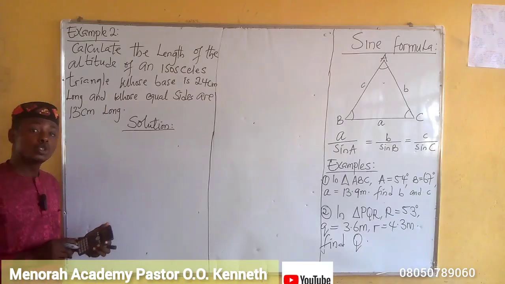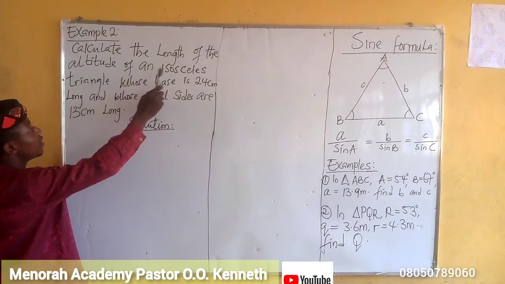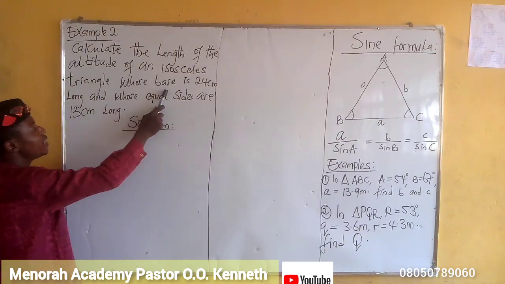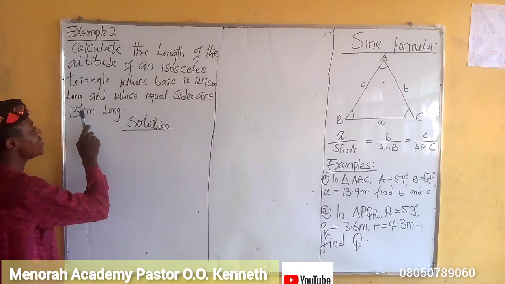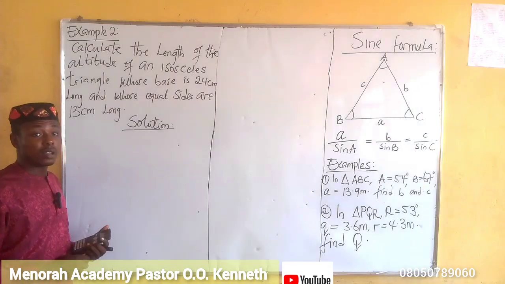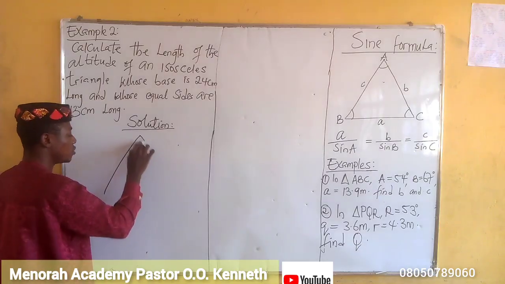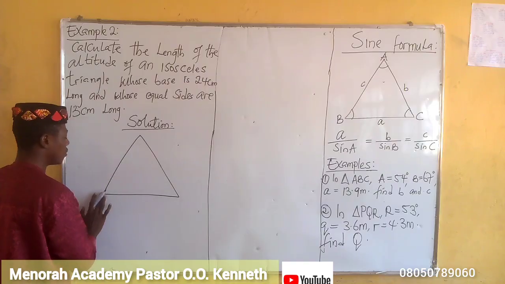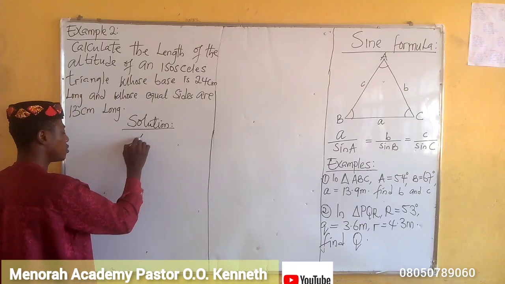So look at this example 2. Example 2 says we should calculate the length of the altitude of an isosceles triangle whose base is 24 cm long and whose equal sides are 13 cm long. Now, an isosceles triangle is the kind of triangle that has two sides equal. This is an isosceles triangle. Let me draw it so that it looks exactly like an isosceles triangle.